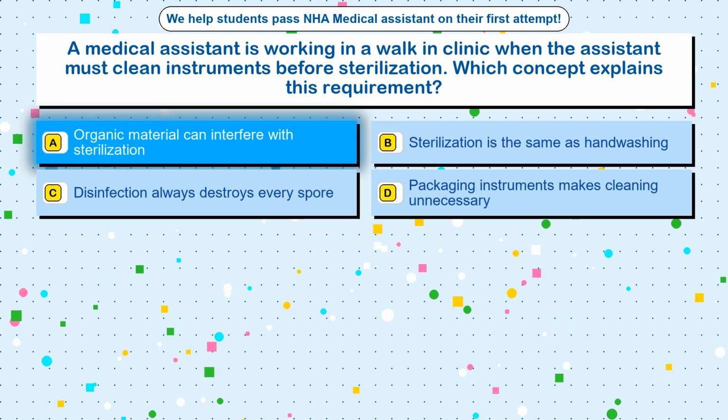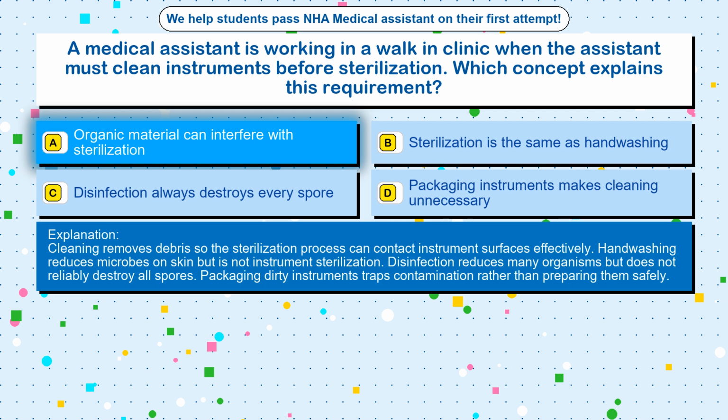The correct answer is option A. Organic material can interfere with sterilization. Cleaning removes debris so the sterilization process can contact instrument surfaces effectively. Hand washing reduces microbes on skin but is not instrument sterilization. Disinfection reduces many organisms but does not reliably destroy all spores. Packaging dirty instruments traps contamination rather than preparing them safely.